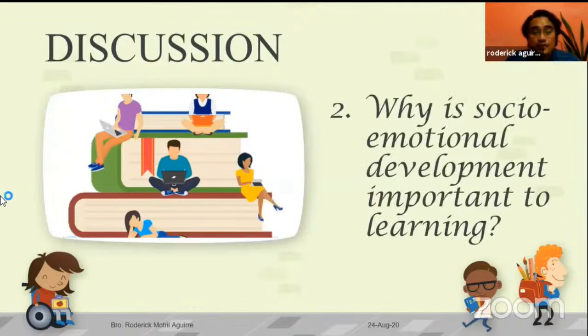So let's now answer question number 2. Social emotional skills. Meaning these are skills that enable our students to be able to understand who they are, what they feel, and how they act to other people and situations. All right. So why is social emotional development important to learning?